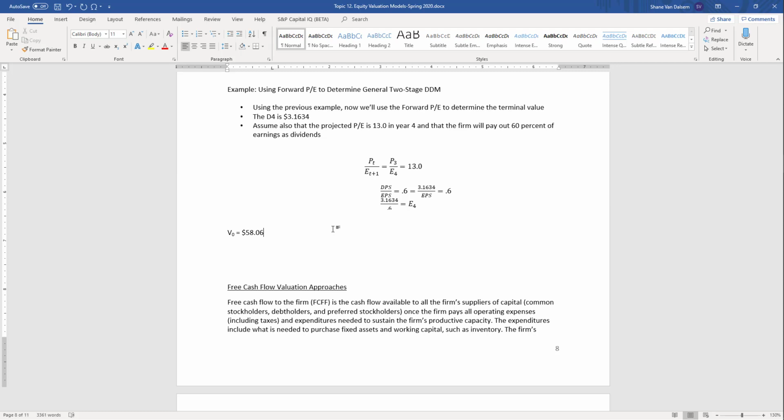The next approach we're going to talk about is the free cash flow models. These have become more and more popular over time, especially since companies have gone away from paying so many dividends.